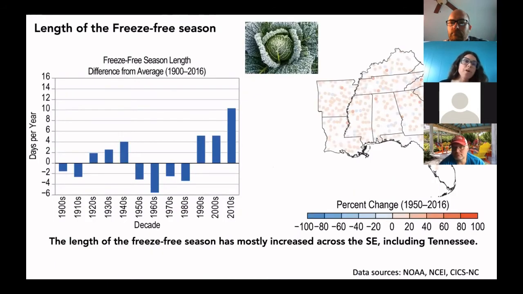We also see a change in the length of the freeze-free season, and this is something that the agents came up with from their own observations as well. The freeze-free season length is getting longer. In the last 3 decades, we see a steady increase in the number of days per year, the difference from average, and here's the percent change over here. So we're seeing the length of the freeze-free season increase throughout the Southeast, including in Tennessee.